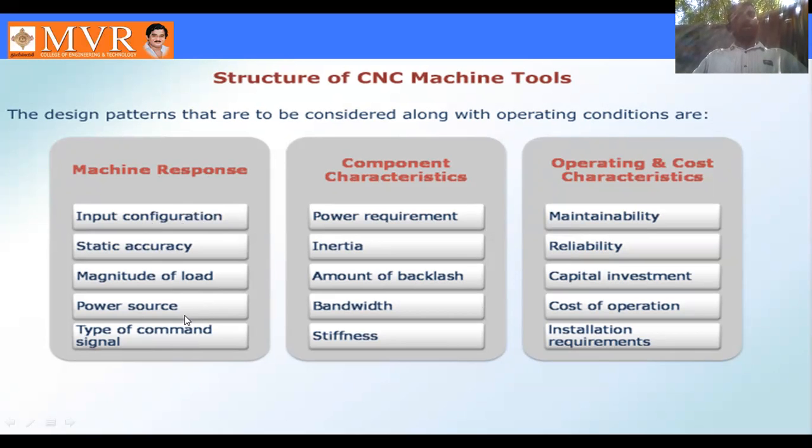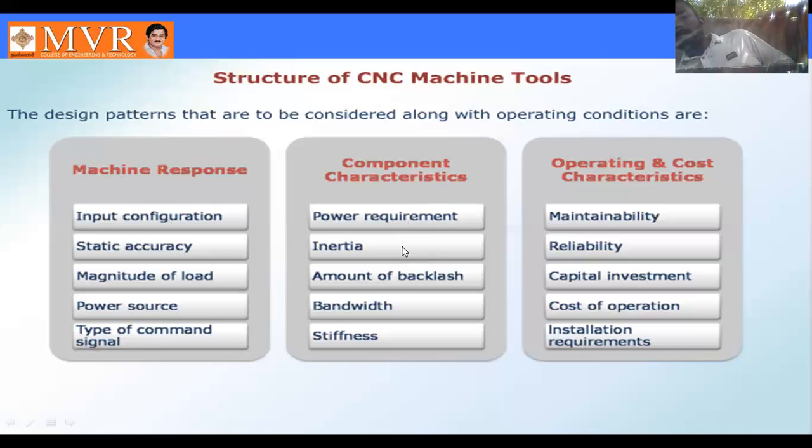Power source. Next one is type of command signals. We have the command, so the command signals are also very important. Next one is component characteristics. In component characteristics, what we need is, first one, power requirement.